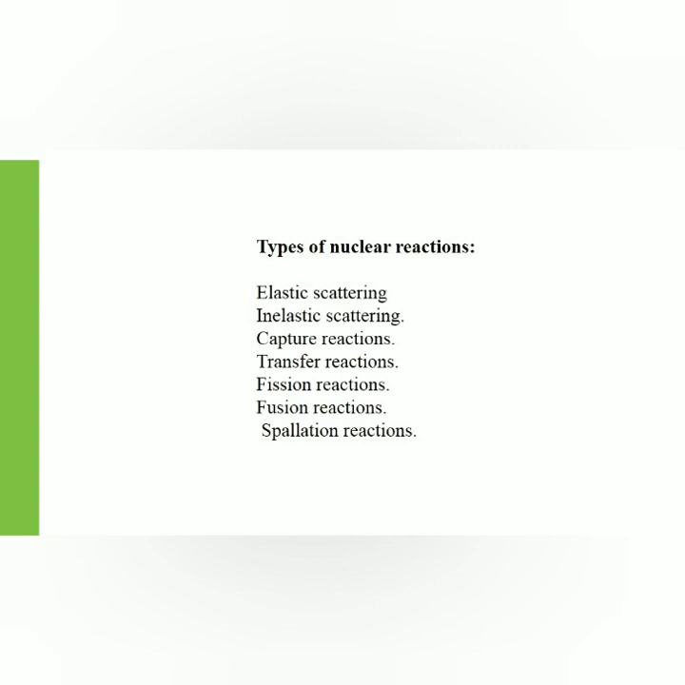Most nuclear reactions are accompanied by gamma emission. Some examples are elastic scattering, inelastic scattering, capture reactions, transfer reactions, fission reactions, fusion reactions, and spallation reactions. Nuclear decay occurs when an unstable atom loses energy by emission of ionizing radiation.